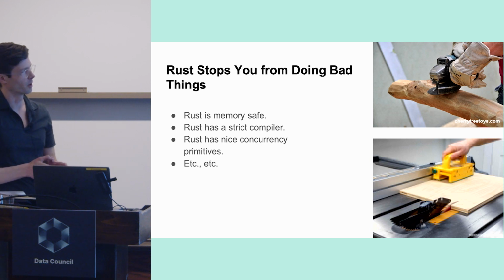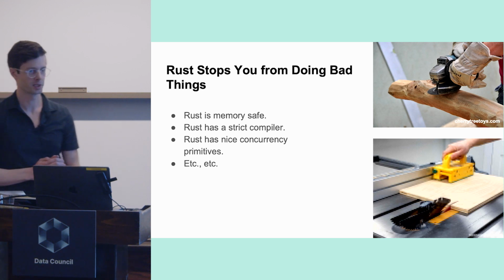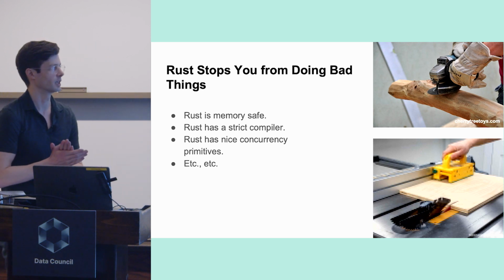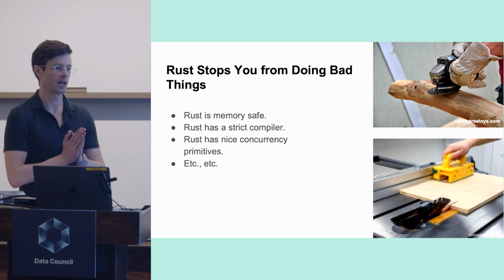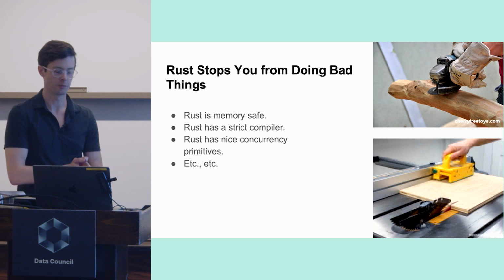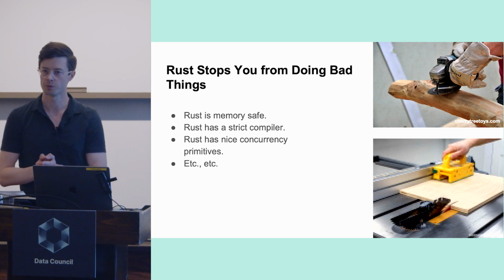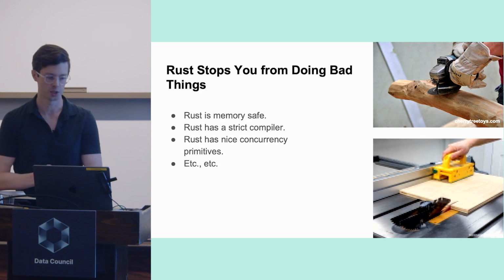So maybe the high-level way that I would describe this is that Rust just stops you from doing a lot of bad things. Rust is memory safe by default. You don't have to think about whether you're pointing towards valid memory all the time. You don't have to think about garbage collection. Rust has nice concurrency primitives. You don't have to worry so much about race conditions.